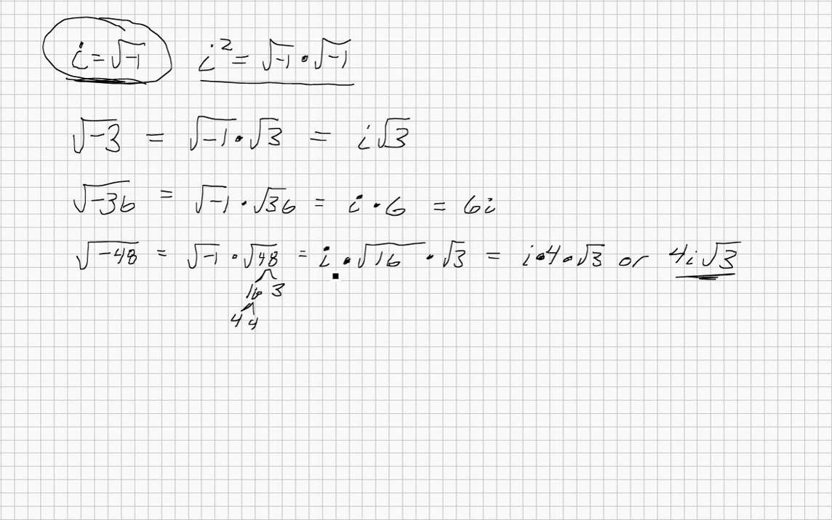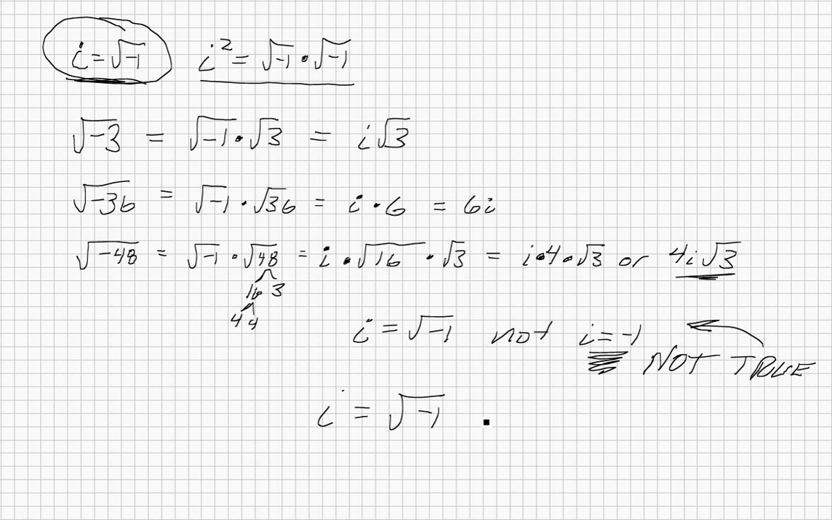Just remember that i equals the square root of -1, not i equals -1. This is not true. So again, i equals the square root of -1, and i squared equals -1.